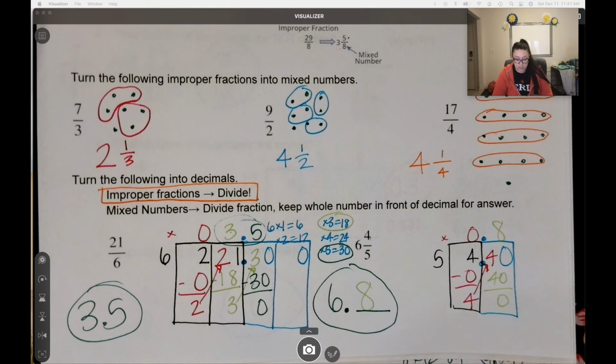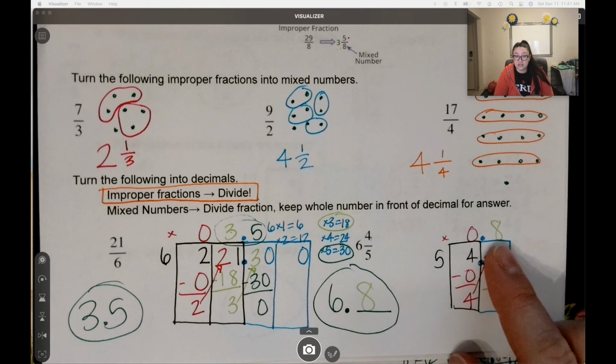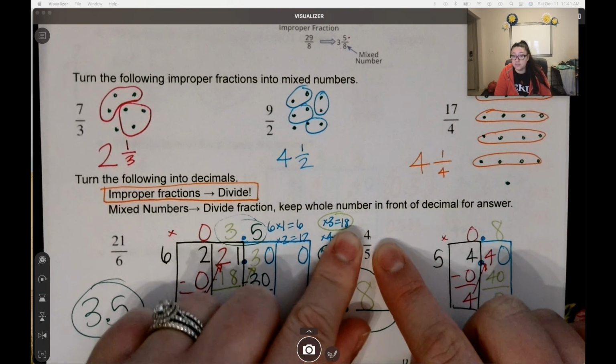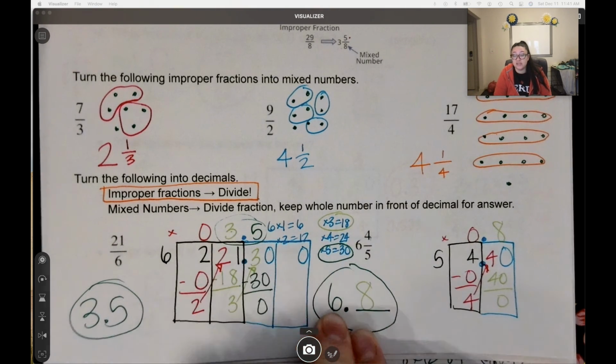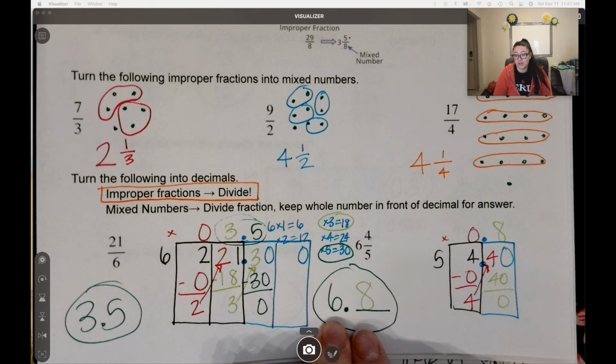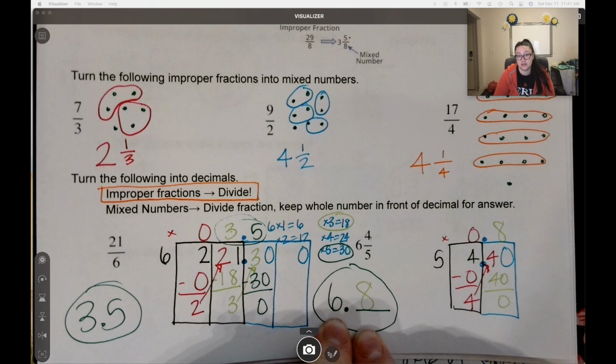And you should end up with 0.8 for just that 4/5 part. Just that 4/5 is 0.8. We need to make sure we keep the 6 with it too. So we should end up with getting 6.8.